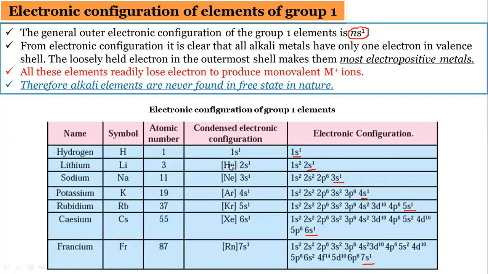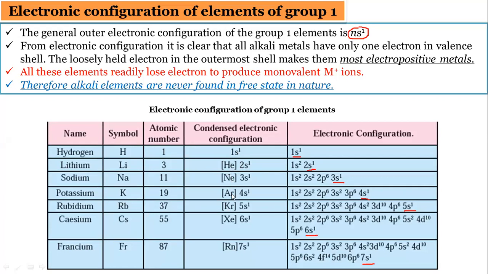In case of condensed electronic configuration, we have to check the nearest inert gas. So from lithium, we can start the condensed electronic configuration. Lithium has atomic number 3, whose nearest inert gas is helium. So this helium we have to put in bracket, helium atomic number is 2. So it will be [He] 2s1. After helium, the electron enters 2s1. So this is the condensed electronic configuration of lithium.